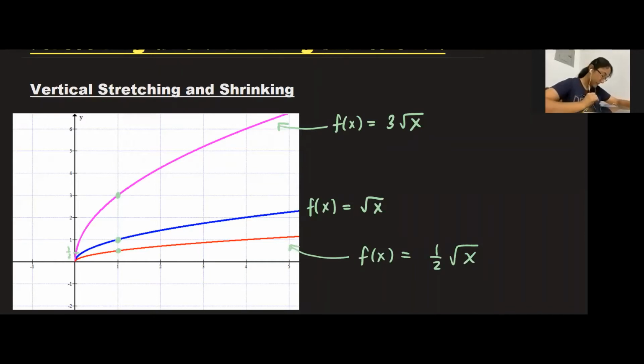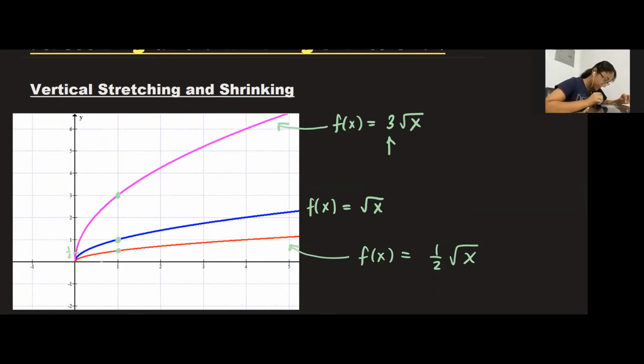So take a look at the blue graph here. We have f of x is equal to square root of x. Now, if we were to obtain the pink graph from the blue graph, we would have to multiply each y coordinate of the function by 3, because this 3 is representing multiplying the function value by 3, which will be a vertical stretch. Now, to really understand that, let's grab a point that's on the graph.